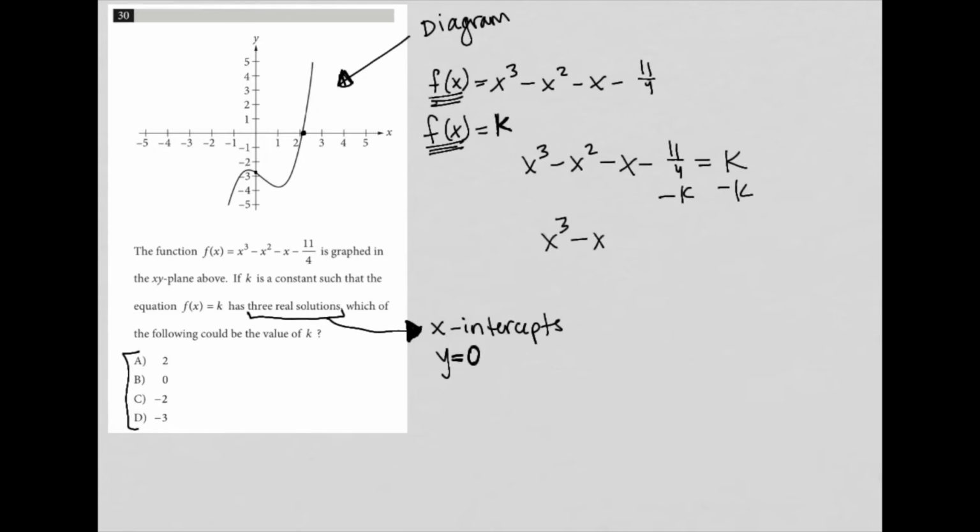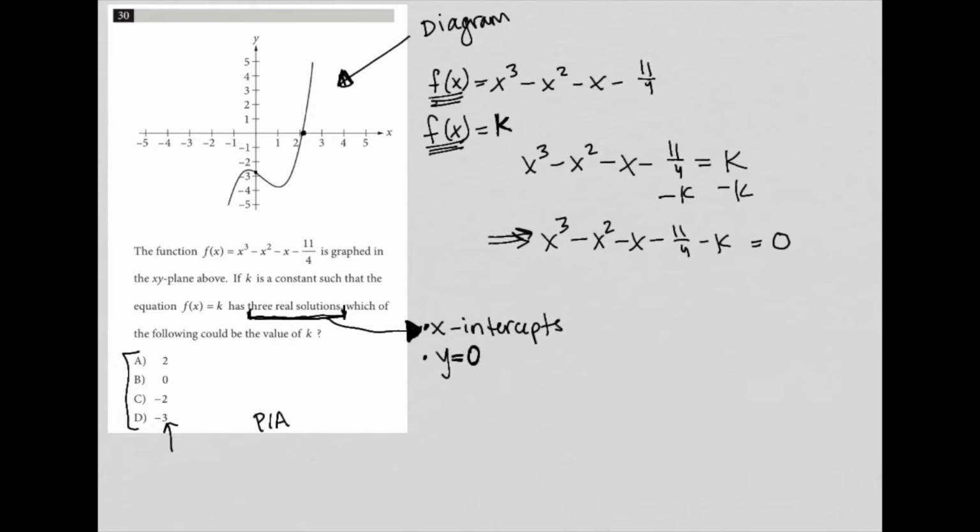So x cubed minus x squared minus x minus 11/4 minus k equals 0. And this would help me to find, again, the 3 real solutions, which are the x-intercepts, right? So we can use math. I can just go with plugging in answers, right? So it's a strategy I can use here, PIA, plug in answers, to see which one of those answer choices gets me a factored form of this polynomial that has 3 real solutions.